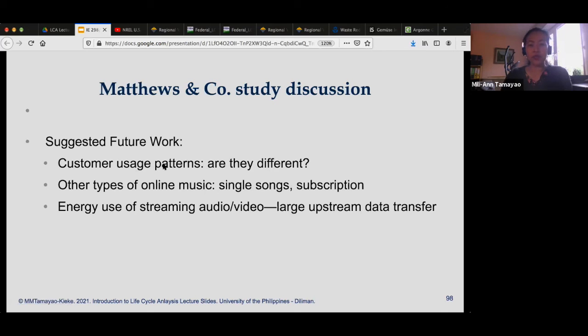And of course, there was also a discussion on suggested future work. For example, customer usage patterns, are they different? Other types of online music, like single songs or subscription? And then energy use of streaming audio or video, which entails large upstream data transfer. This was done more than 15 years ago, I think. So now it becomes even more interesting, with the heavy reliance of the world on the internet and all things digital.